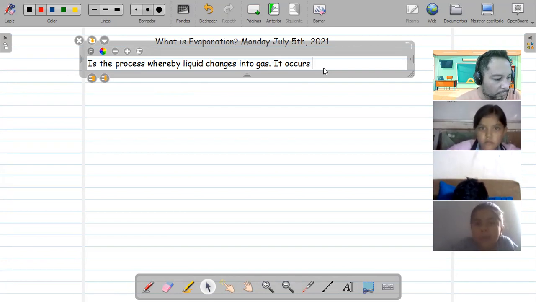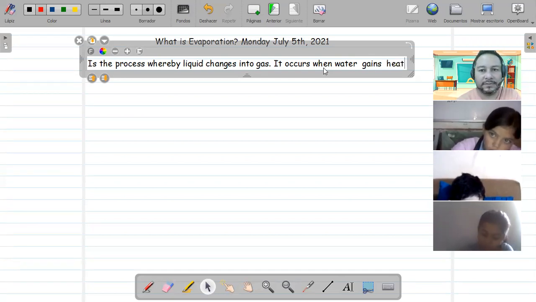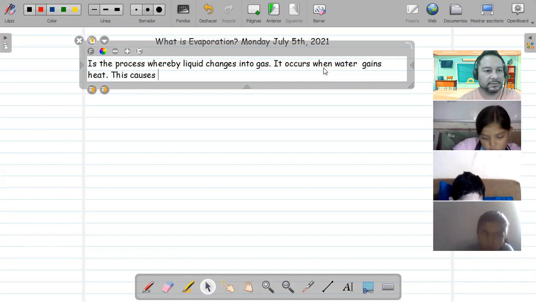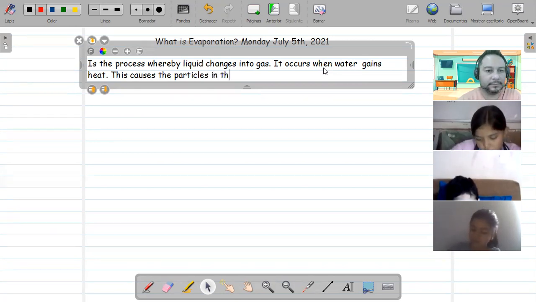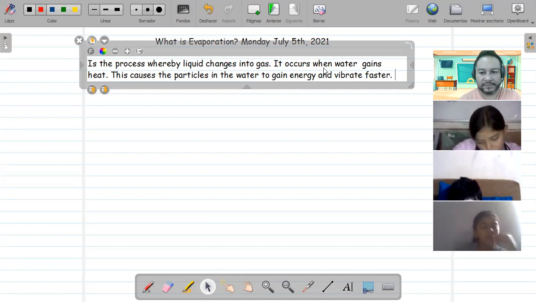It occurs when water gains heat. This causes the particles in the water, as in the video you see, to gain energy and vibrate faster, faster.